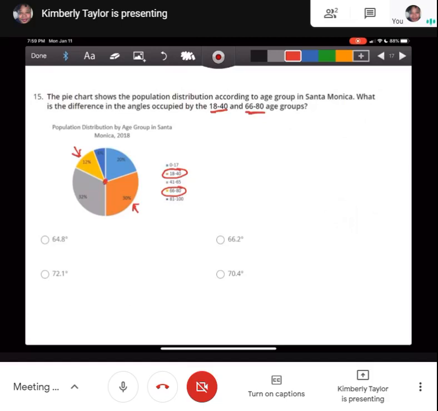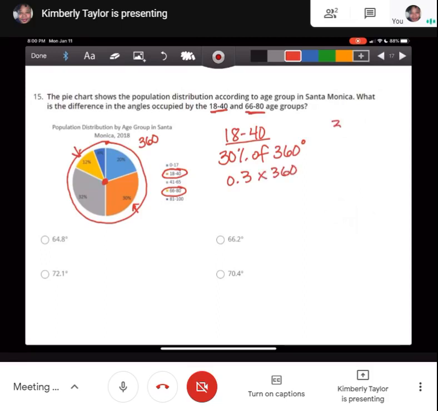Now, because this is a circle, you're trying to find the number of degrees that each one of the slices is taking up. So you have to multiply each of the percentages by 360 degrees, because that's how many degrees are in one revolution of a circle. So I'm going to start with the 18 through 40, and they are 30%. So what is 30% of 360 degrees? We change our 30% to a decimal, which is 0.3. 0.3 times 360 is one decimal place, so 108 degrees.